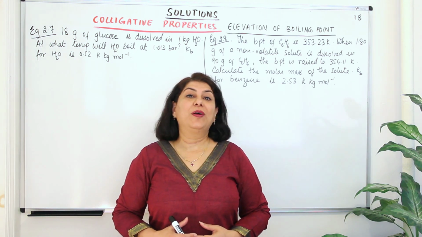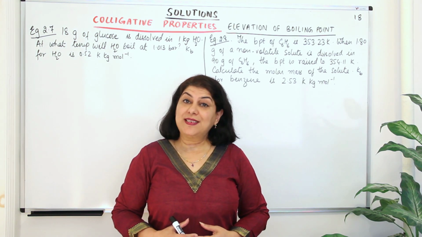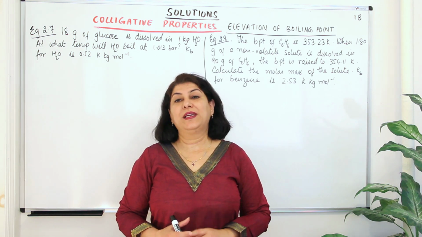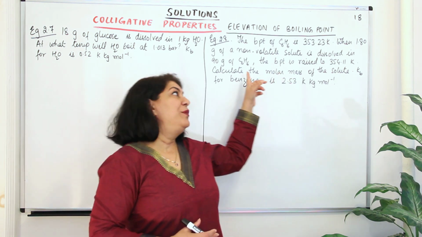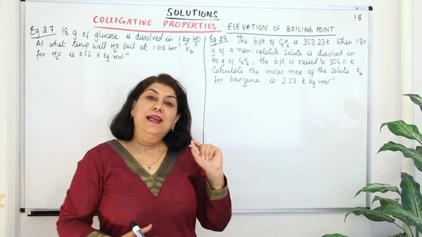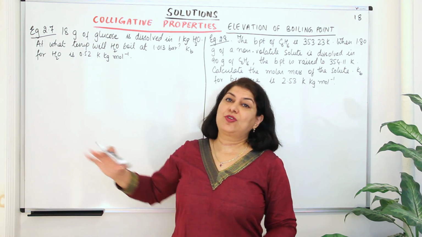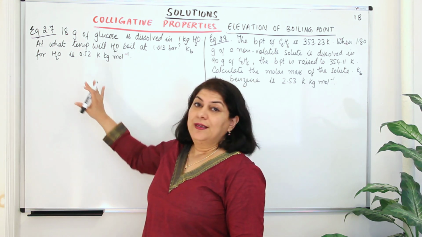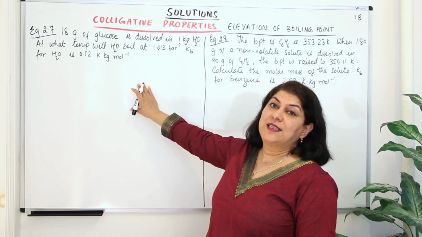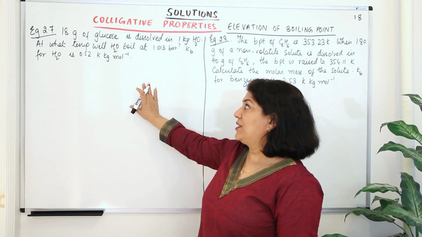We were discussing colligative properties and in part 17 I explained the second colligative property to you, that was the elevation in boiling point. Let us now solve a few numerical problems in order to understand this concept better. This is question 2.7. It is the solved example of your NCERT textbook.